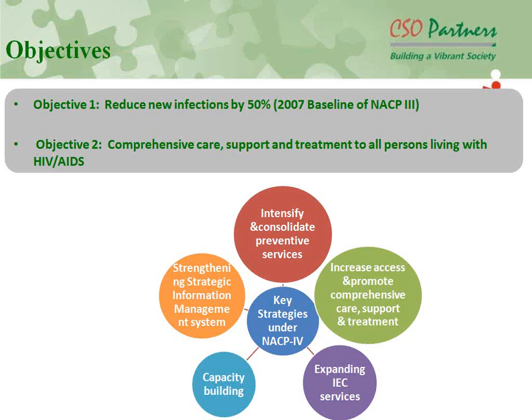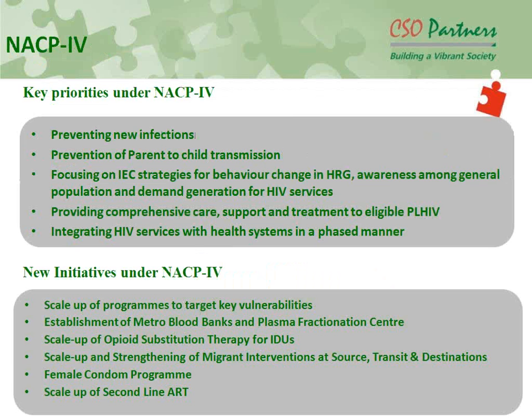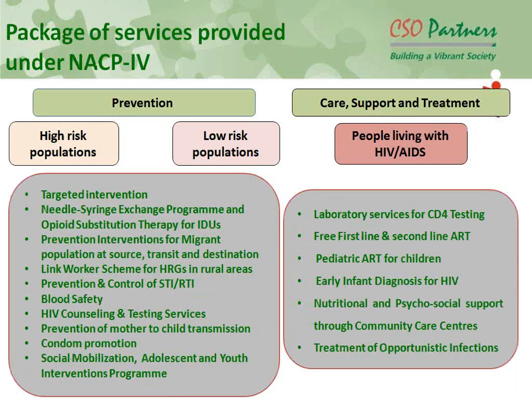And the key strategies of NACP 4 are to intensify and consolidate preventive services, increase access, promote comprehensive care, support, and treatment, expand IEC services, IEC being information, education, and communication, capacity building, and strengthening the strategic information management system. So these are the key strategies of NACP 4. I have given a lot of information at this point of time, so we'll skip it.